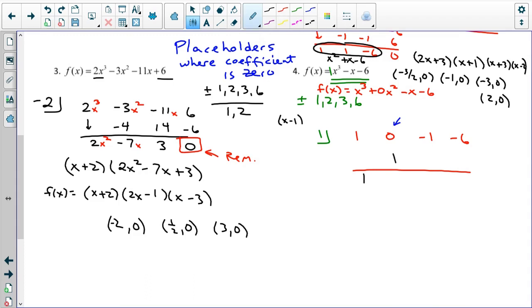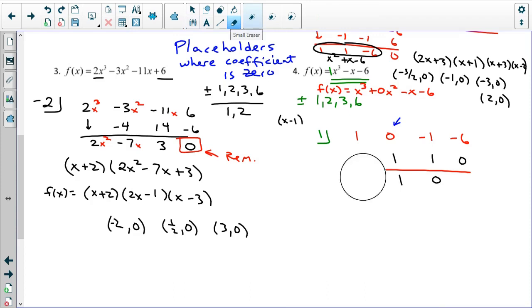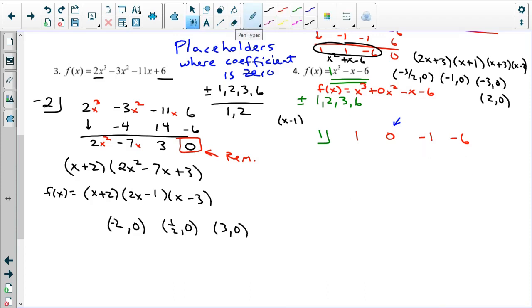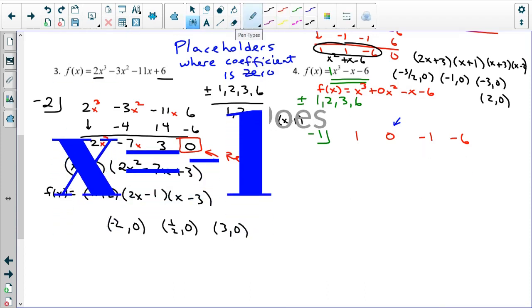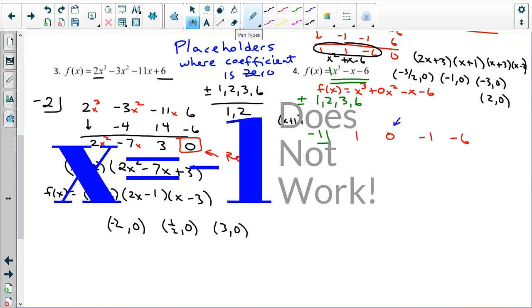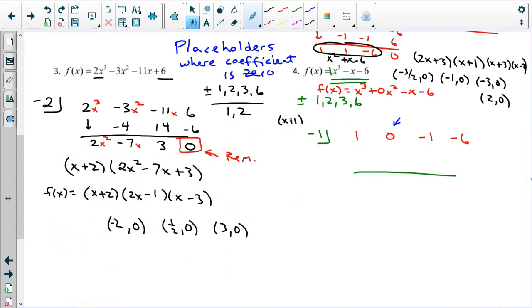1 times 1 is 1. 0 plus 1 is 1. 1 times 1 is 1. Negative 1 plus 1 is 0. This is not going to work. So I will try negative 1, which means that x plus 1 would be a root. So I'll pull down the 1. 1 times negative 1 is negative 1. 0 minus 1 is negative 1. Add 1, I get 0. This, once again, is not going to work.